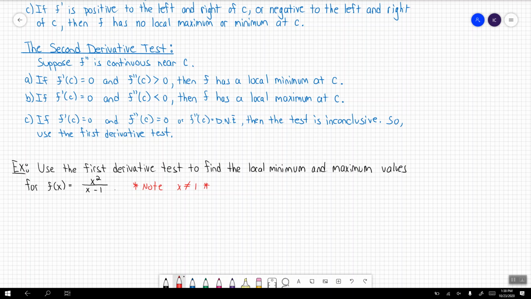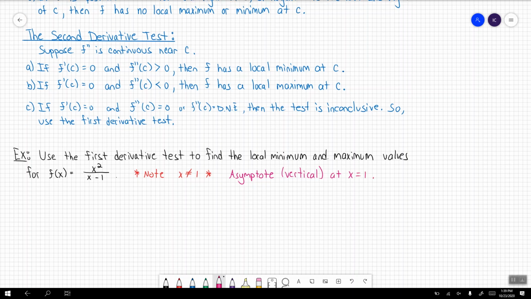Furthermore, we can actually say that we have an asymptote at x equal to 1. So here we would have a vertical asymptote at x equal to 1. All right, so we want to keep that in mind.